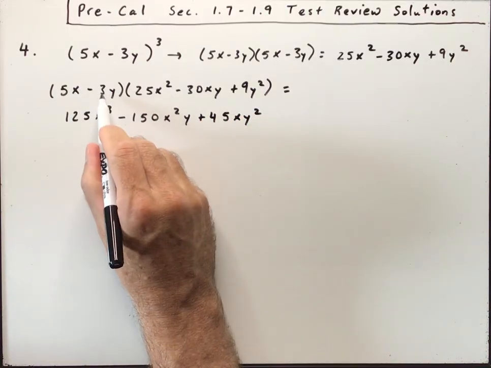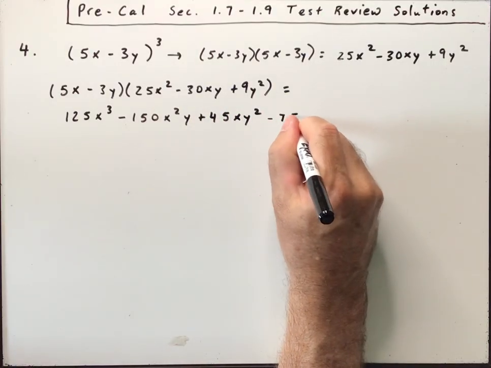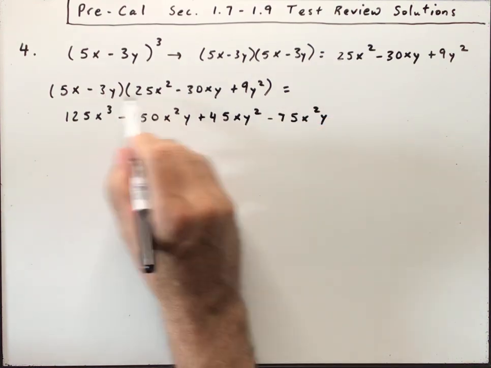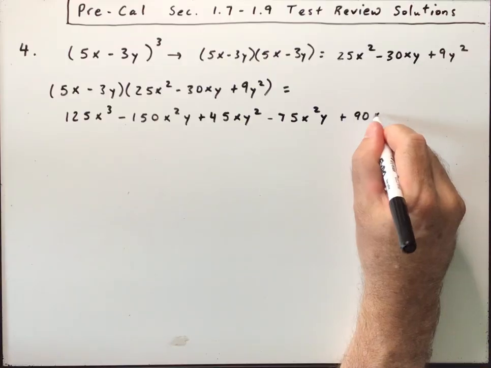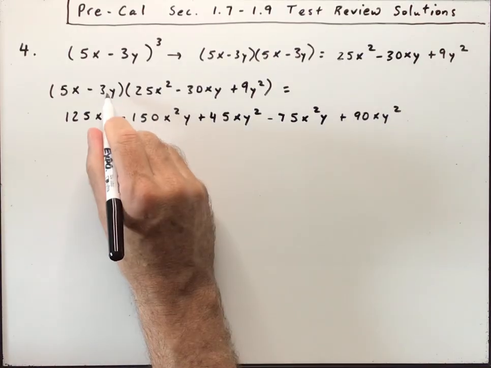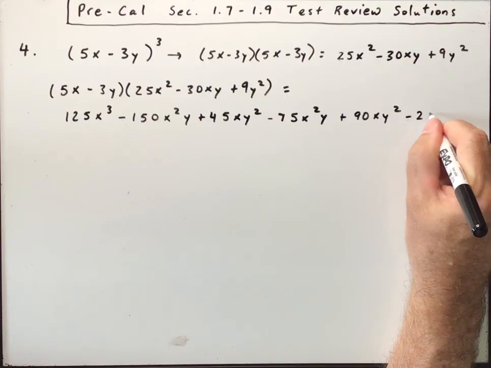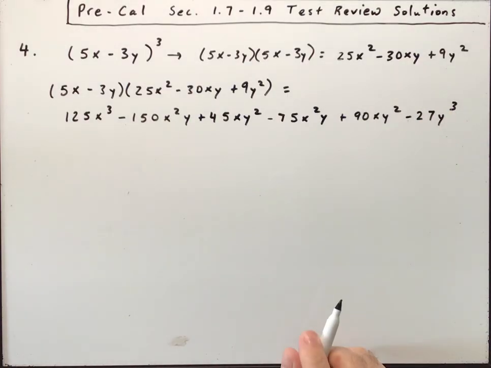All right, the second term, negative 3y times 25x squared would be minus 75x squared y. Negative 3y times negative 30x would be plus 90xy squared. Negative 3y times 9y squared would be minus 27y cubed.